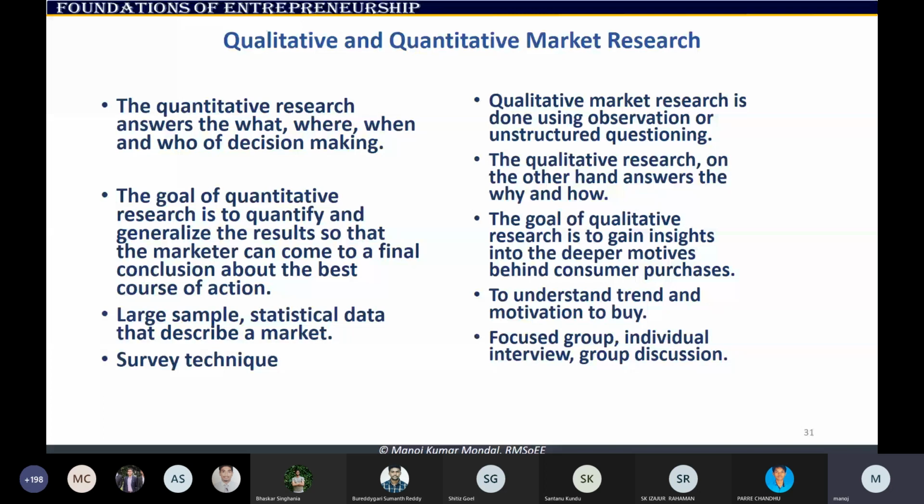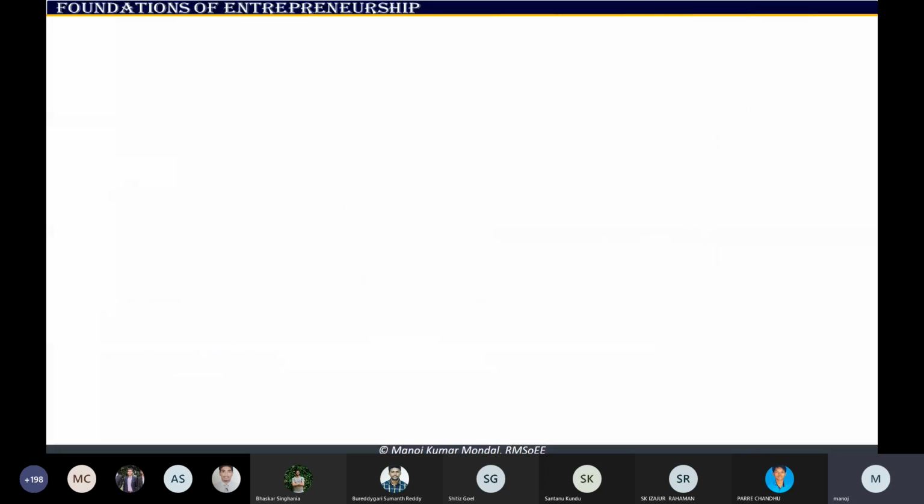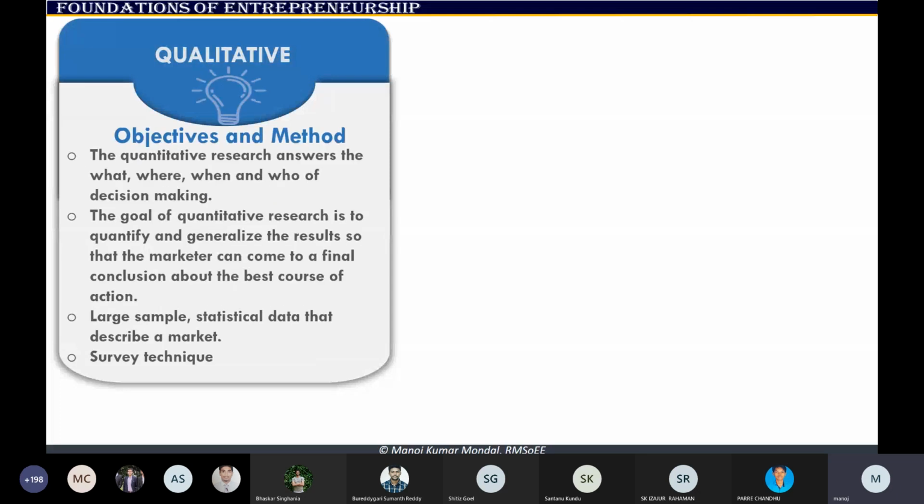Quantitative and qualitative research I've already explained, and why you do that I have also explained. Qualitative is obviously when gathering quantitative data is difficult. Quantitative data is always better, but it is not always feasible to get quantitative data.